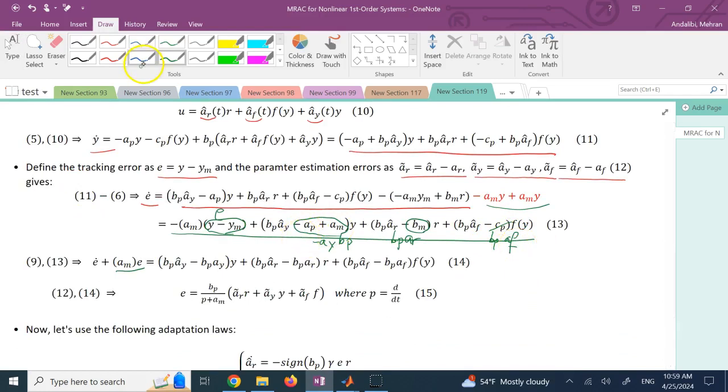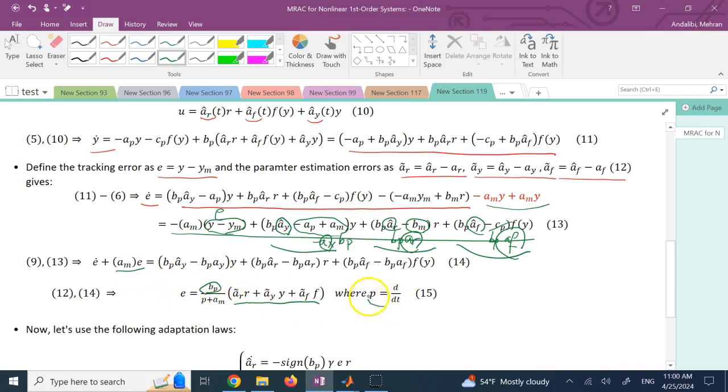And if you look at these last three terms, they all share a bp in them, so we can factor them out. And once you factor it out, the remaining terms are going to be a y hat minus ay, a r hat minus ar, and a f hat minus af, which are the tildes. So it's going to be a r tilde r plus a y tilde y plus a f tilde f. So your governing equation becomes this.